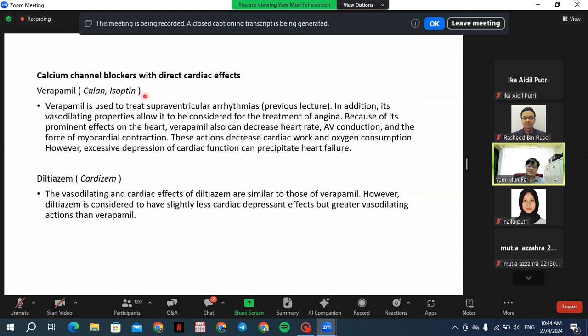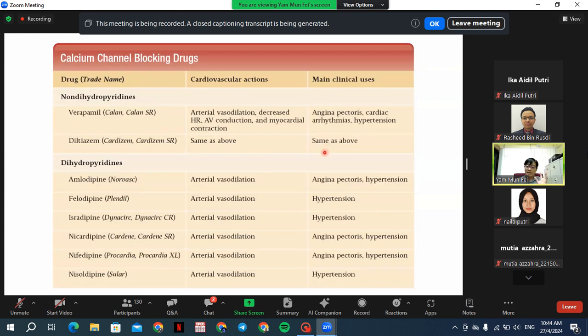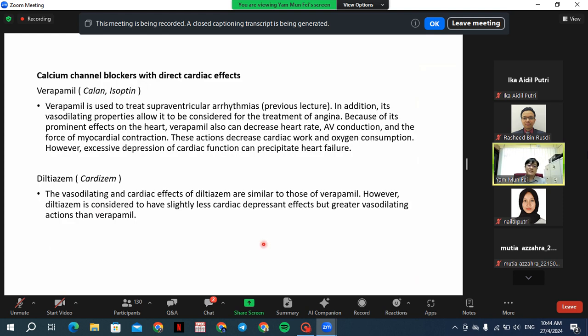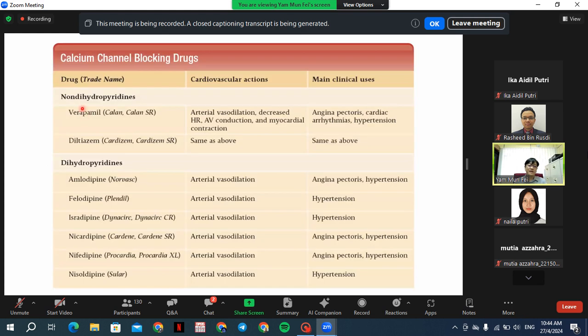Since we know that some of them are able to affect your heart's action potential and some are not, that's why calcium channel blockers are divided into two types: one with direct cardiac effect, one without cardiac effect. With cardiac effects are verapamil and diltiazem, because these two types of drugs belong to the non-dihydropyridine types of calcium channel blockers.